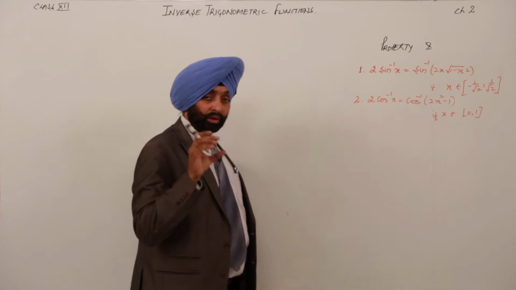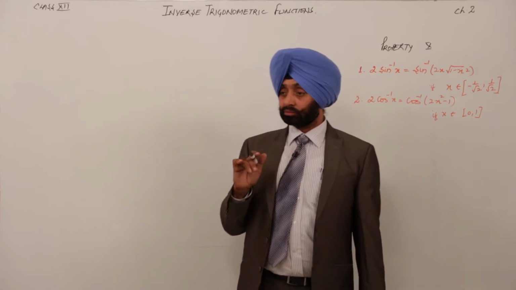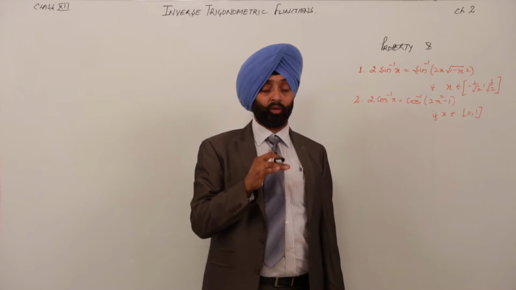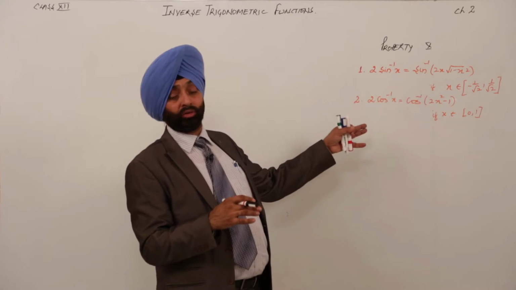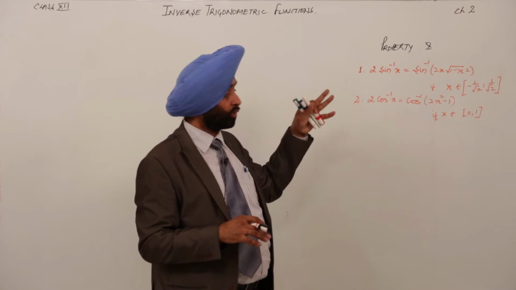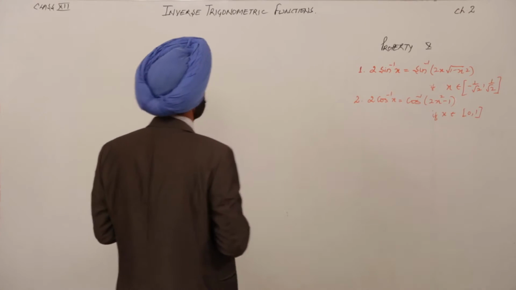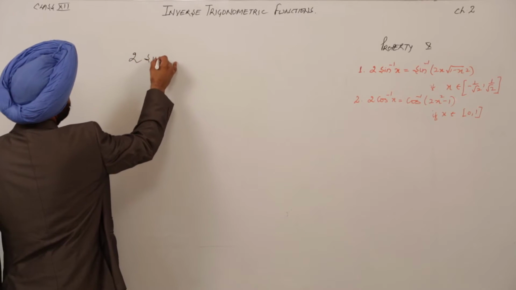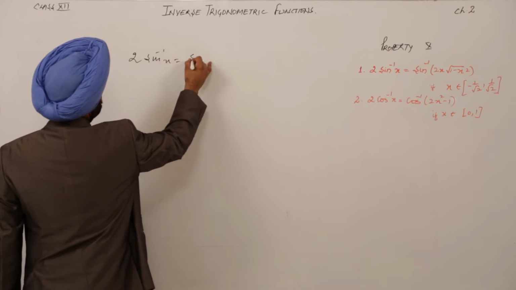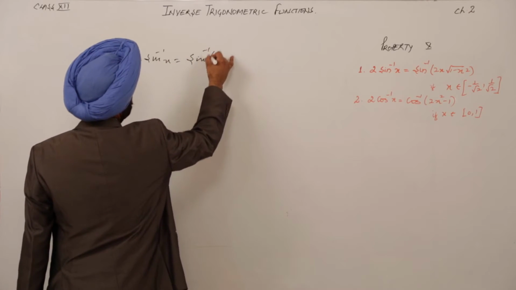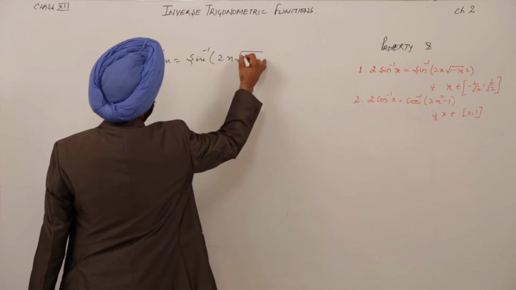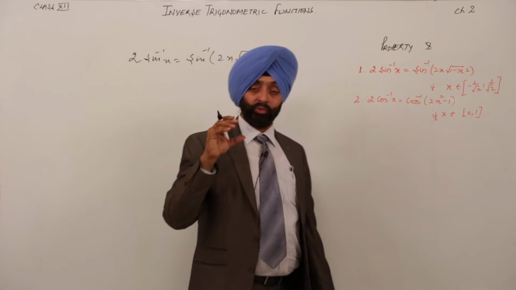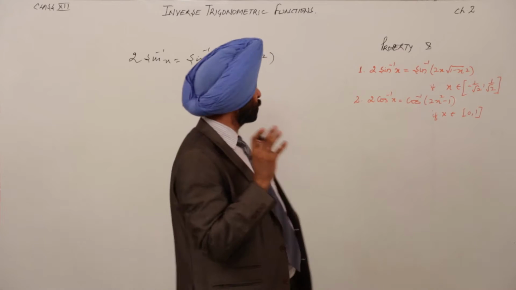Now already we have done a question that was to convert an inverse function in the simplest form. So basically these things are required to convert that into the simplest form. Okay, so now let's prove the first part. We are having 2 sin inverse x is equal to sin inverse 2x under the root 1 minus x square. Now what should we take for x so that we can prove it?